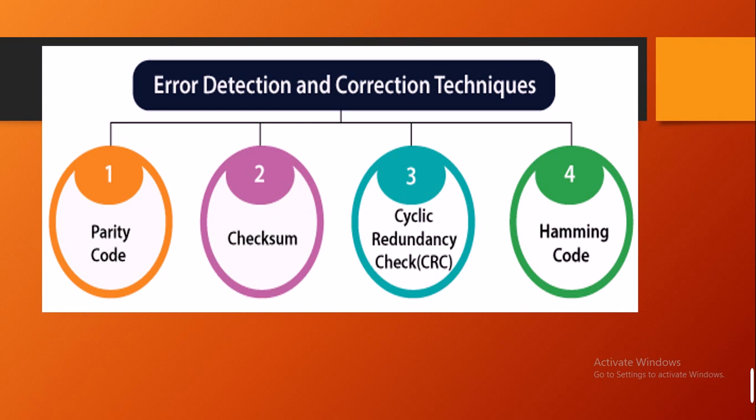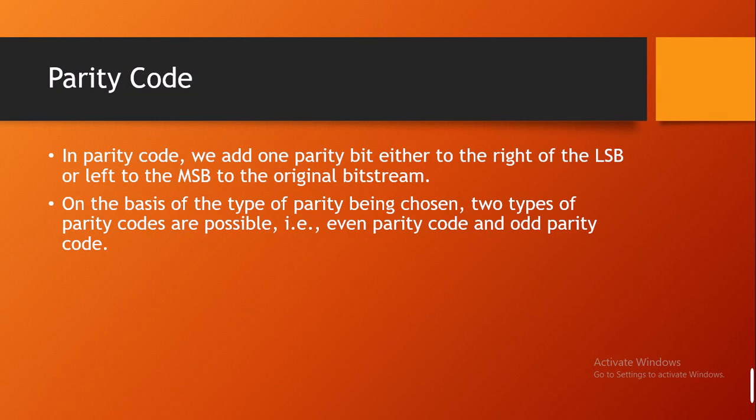We have 4 things: parity code, checksum, cyclic redundancy check, that is CRC, and the last, Hamming code. I will be explaining all. First of all, the parity code.